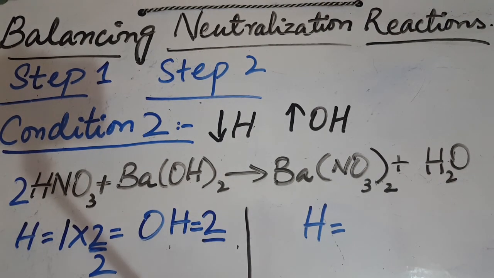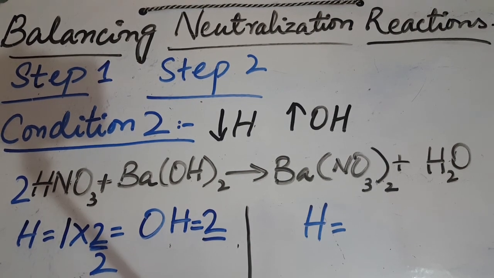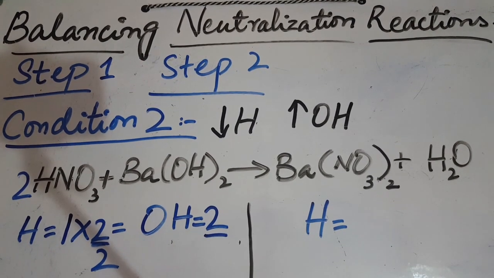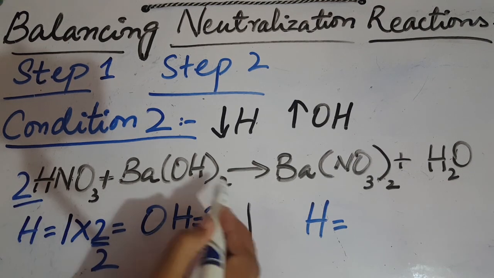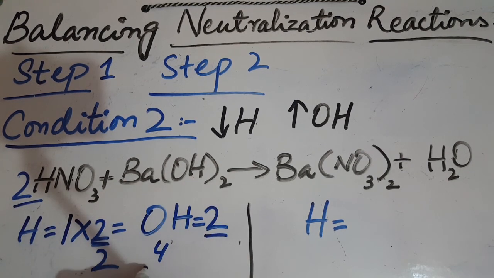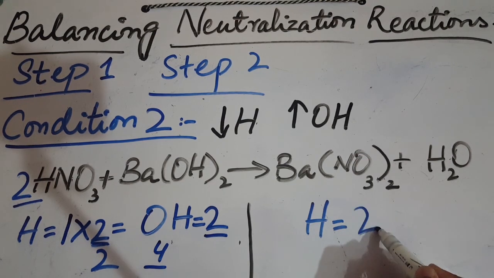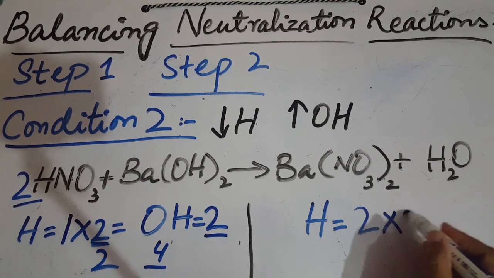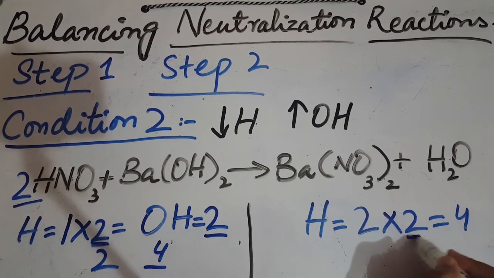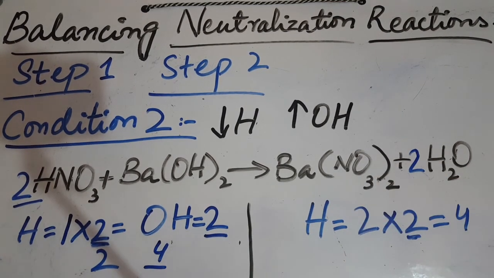Now we have to just calculate the total number of hydrogen atoms on the reactant side, that are 4 in number. 2 over here and 2 over here. So total 4 hydrogen atoms are present on the reactant side. Now we have to balance the number of hydrogen atoms on the product side. Initially 2 hydrogen atoms are present over here and we have to make it 4. So multiplying this 2 with 2 will give us 4. So we'll place this 2 over here. Now your whole equation will be balanced.